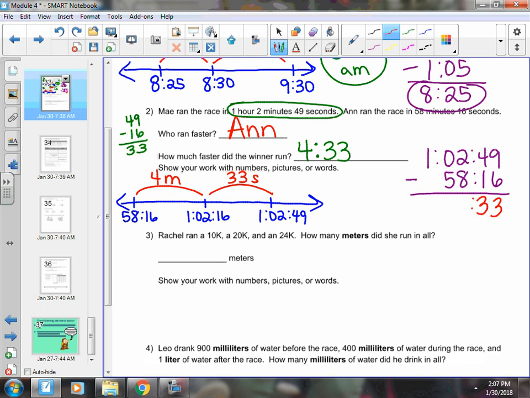When I look at the minutes, you cannot do 2 minutes minus 58 minutes. You can't do 2 minus 58. So I'm going to take an hour and break it into 60 minutes. Remember, in time, 60 is the most powerful number. So take that hour, which is 60 minutes, add it to the 2 minutes that are already there, and I'm at 62. And I know that 62 minus 58 is 4. 4 minutes and 33 seconds.